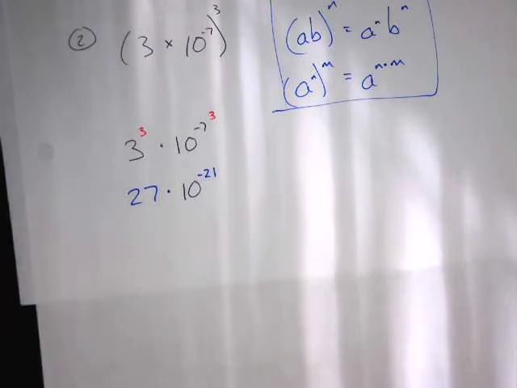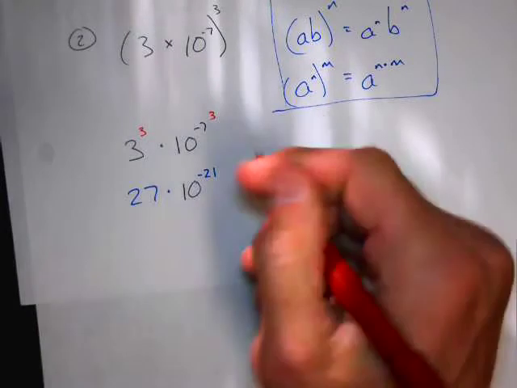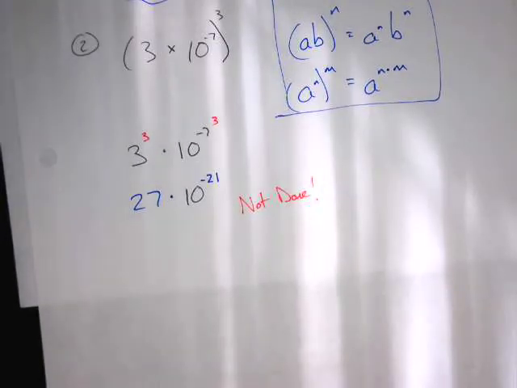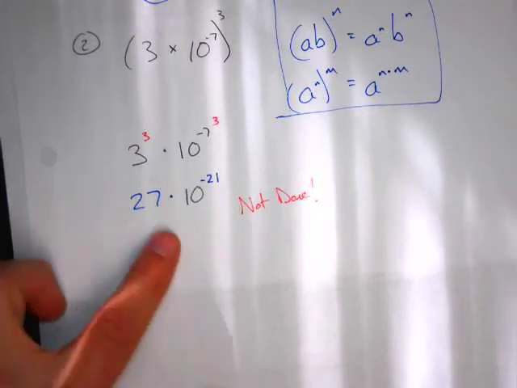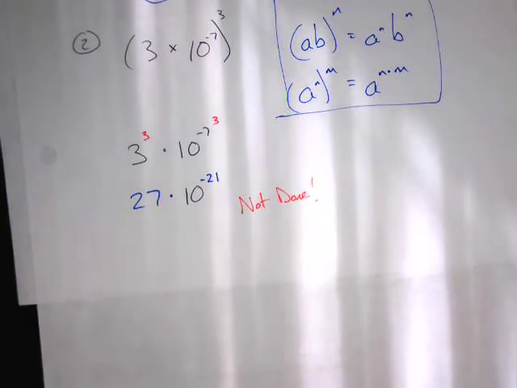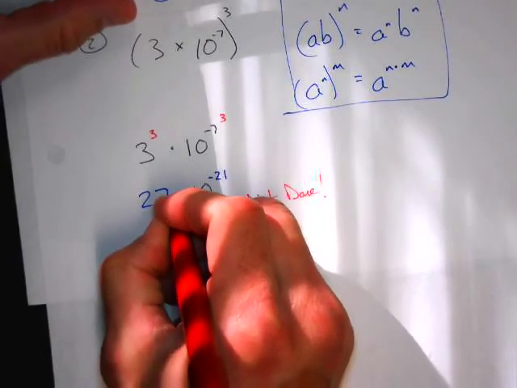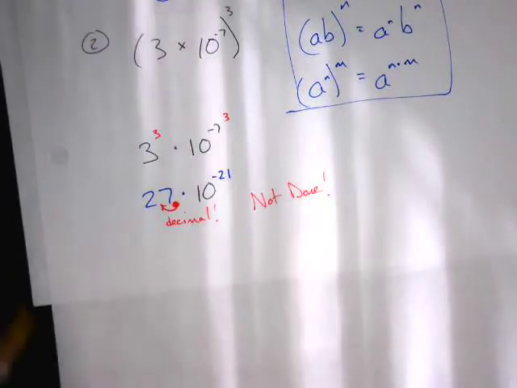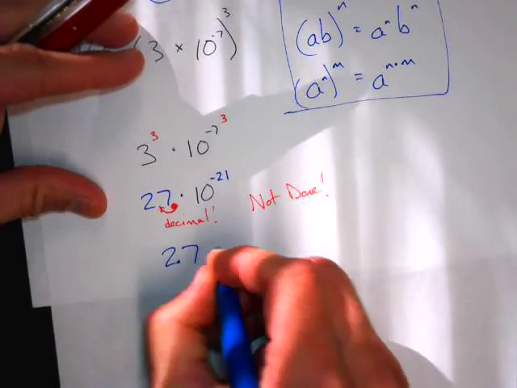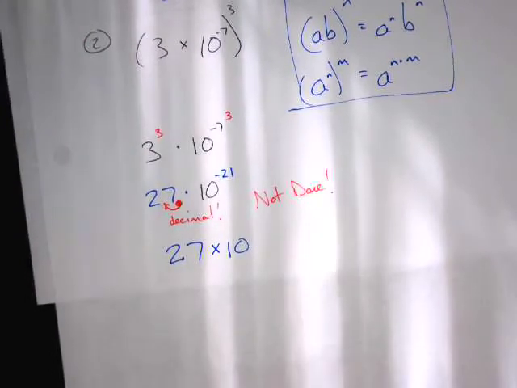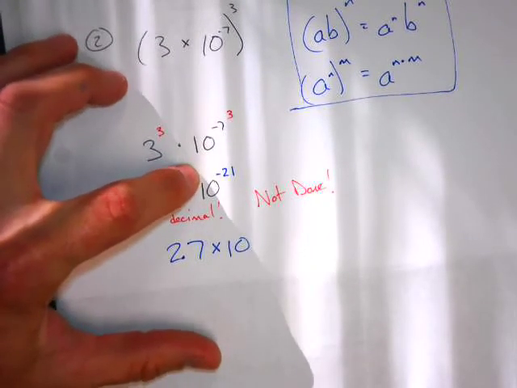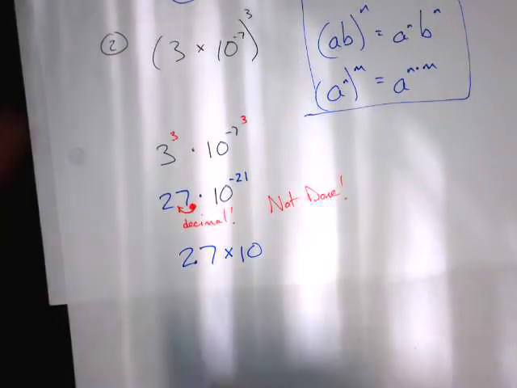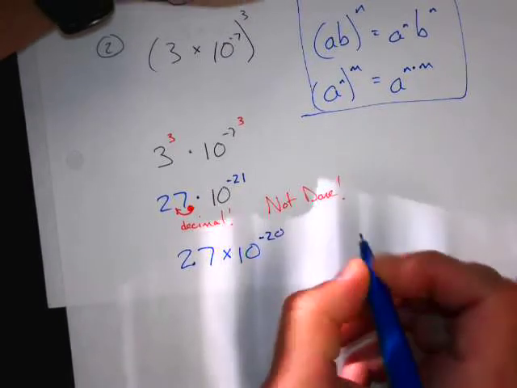But this is still not scientific notation. Remember, we are not done. So how can we fix this number? We locate the current decimal place, which is right here, and move it 1. So the decimal has to move 1 place. So now we're going to actually have 2.7 times 10 to the, and how would that impact this exponent? It's going to increase by 1. So it's going to be to the negative 20th power.